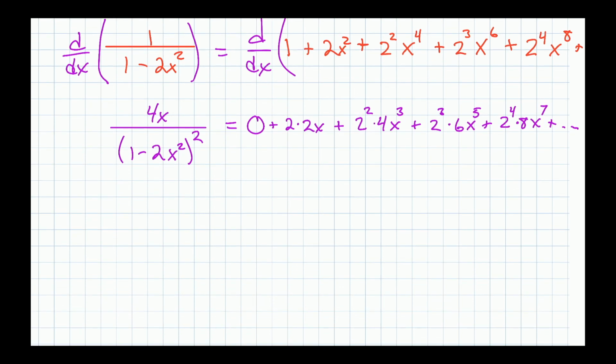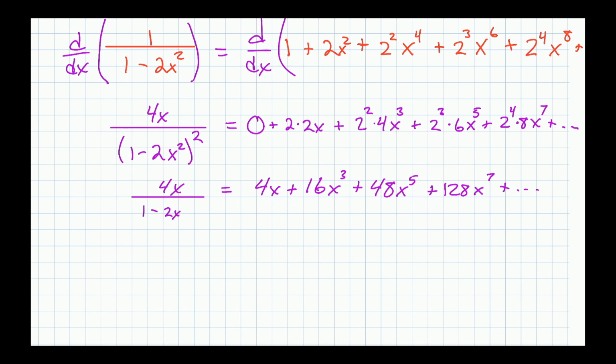And you can do a lot of stuff with this. First thing you can do is figure out what these numbers are. So you could say it's 4x plus 4 times 4 is 16, x cubed, plus the next one's 8 times 6, that's 48, x to the 5th. Next one's 2 to the 4th, which is 16 times 8, that's 128, x to the 7th, plus dot dot dot. You could do that. I think this is actually what the problem wanted.